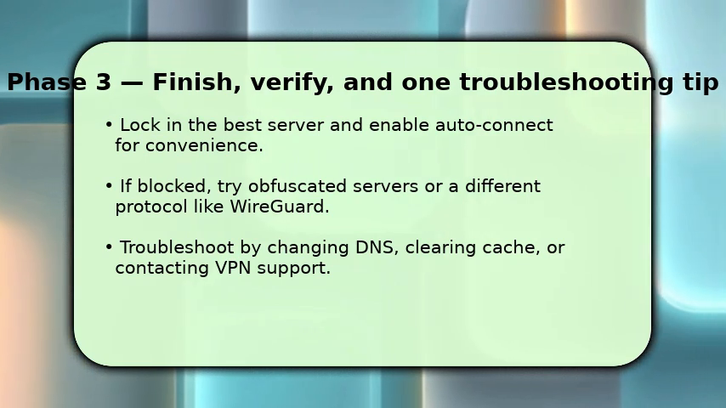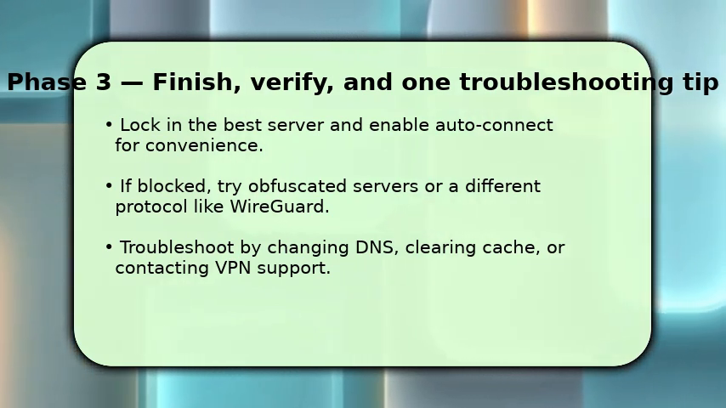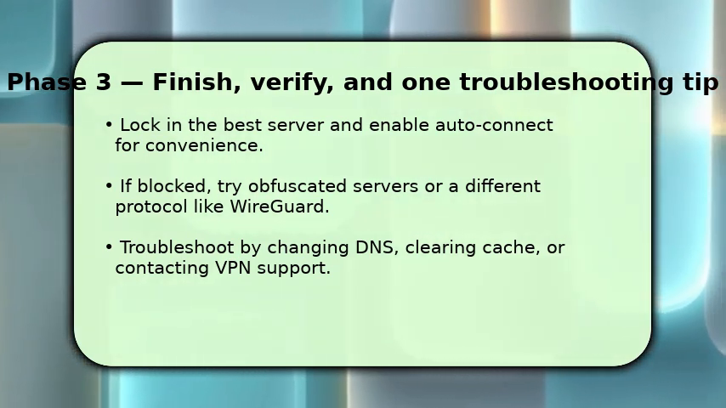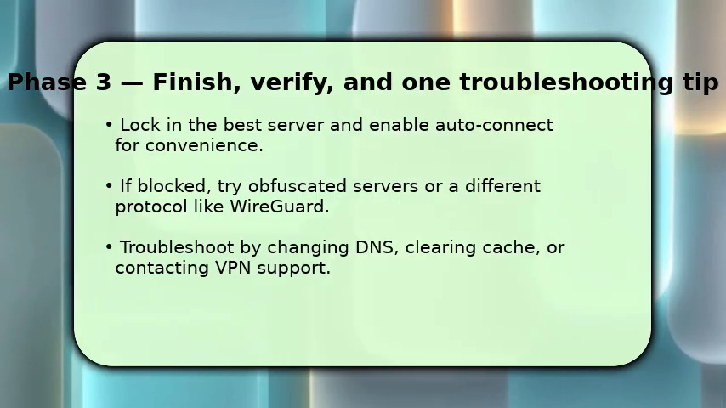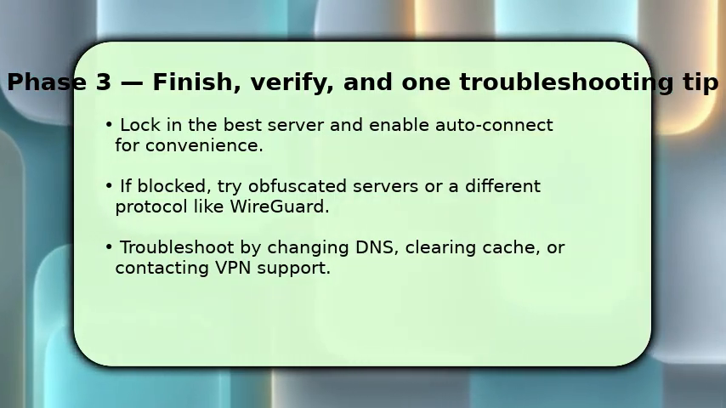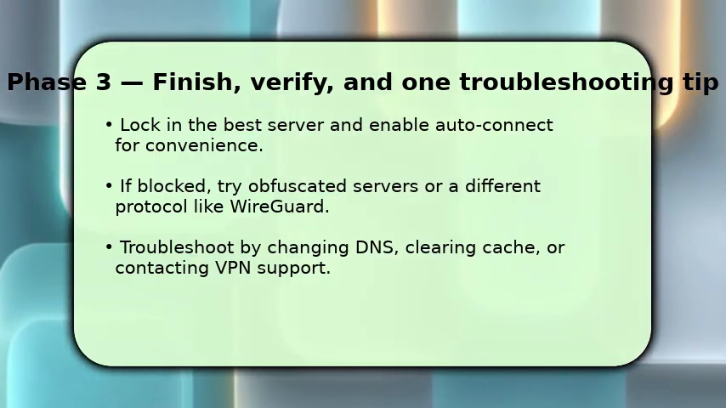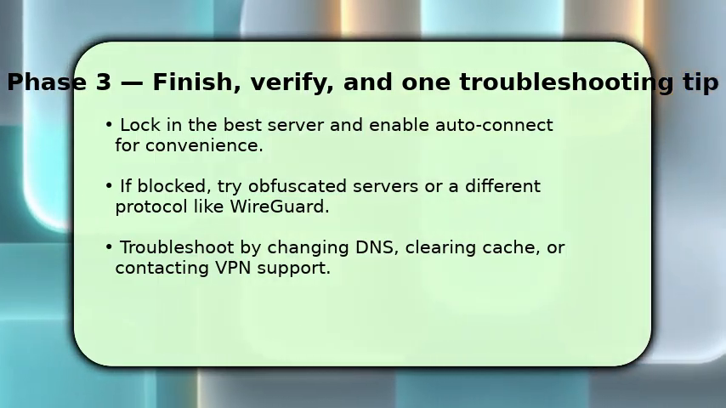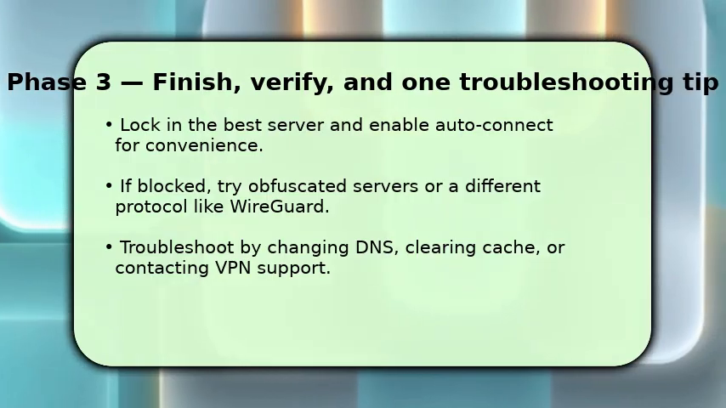If Crunchyroll still displays a region error, switch to an obfuscated server or change protocols to WireGuard or OpenVPN. These often bypass tighter blocks. And if something goes wrong, clear cache one more time, try a different server, or contact your VPN.